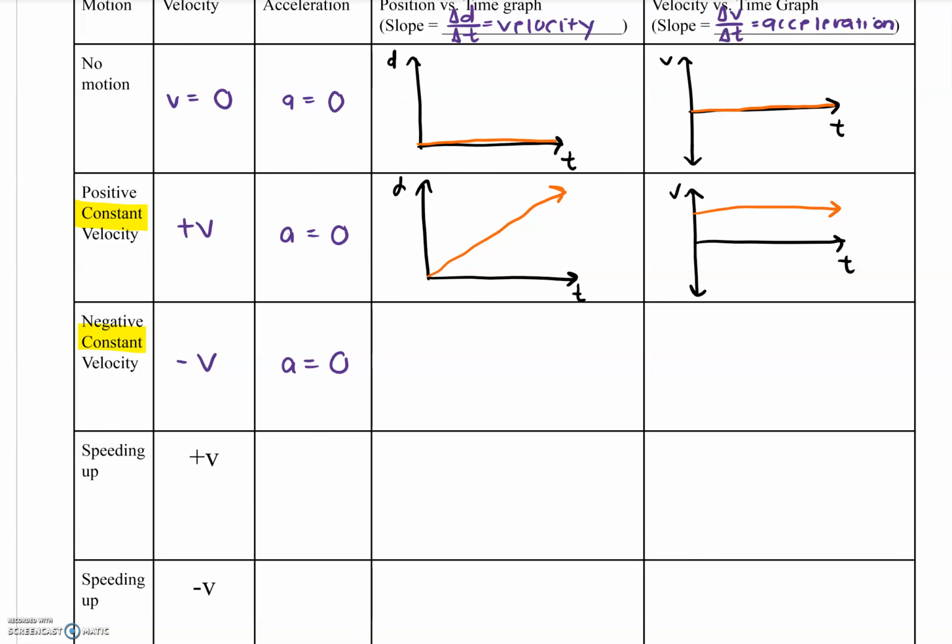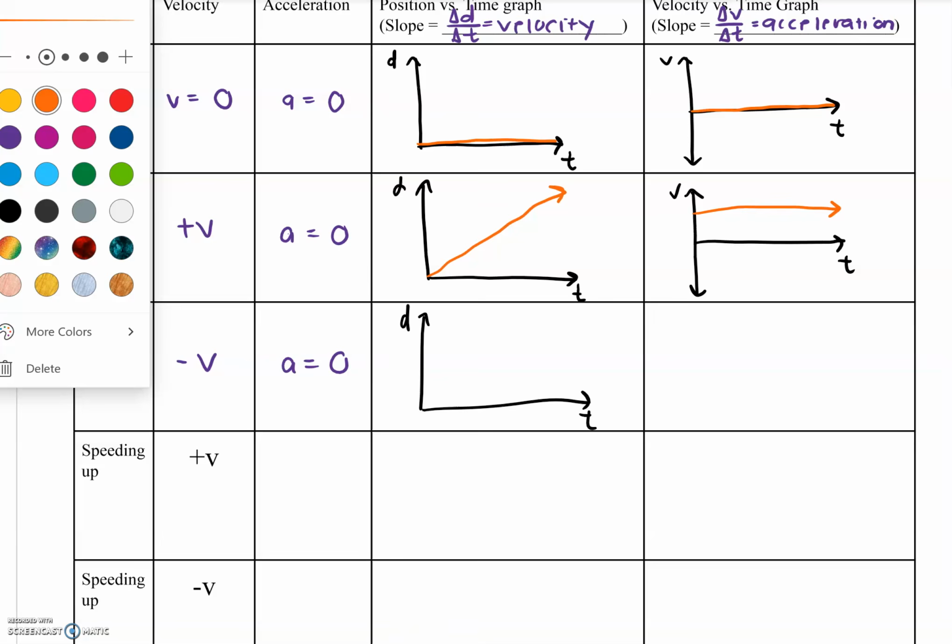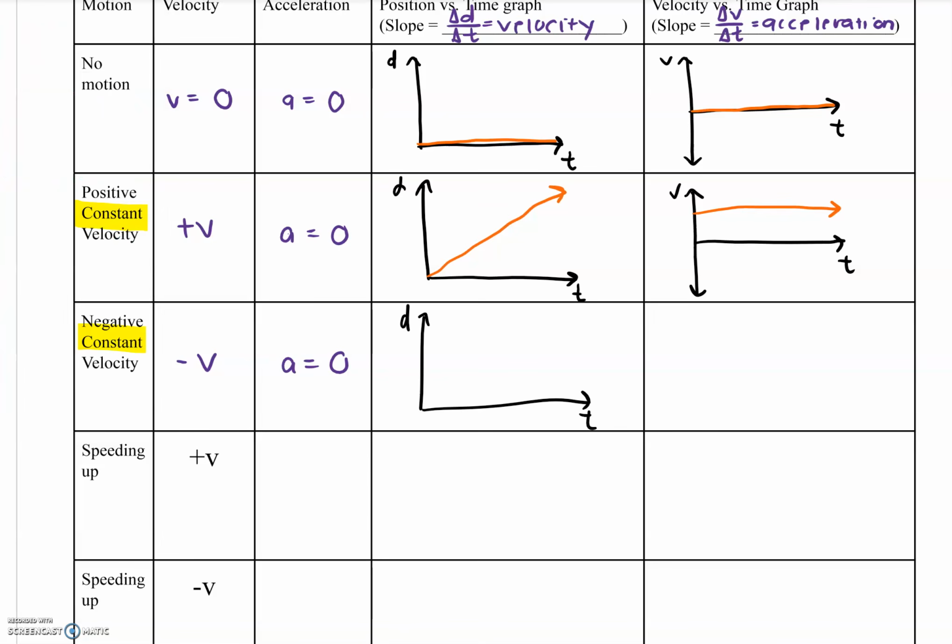And then in this case, our position might be starting from a positive value and going down. It can also be starting at 0 and going negative. It's just that our position's moving downward instead of moving upward, right?